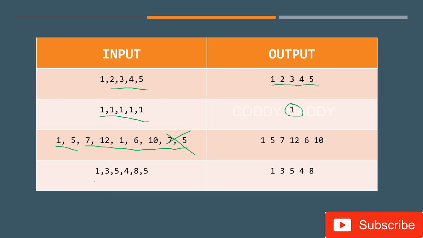And if you see the last test case, 1, 3, 5, 4, 8, 5. Here the 5 is present twice, so I've just printed 1, 3, 5, 4 and 8, and not the last element that is repeated. So from this we can find that we have to print only the unique elements and not the repetitive elements.